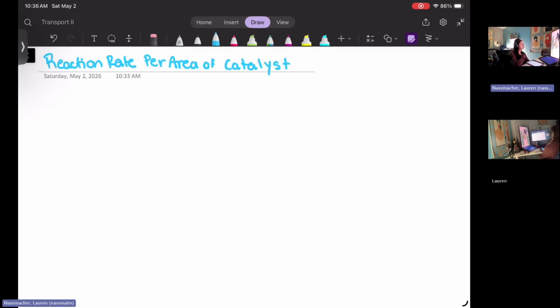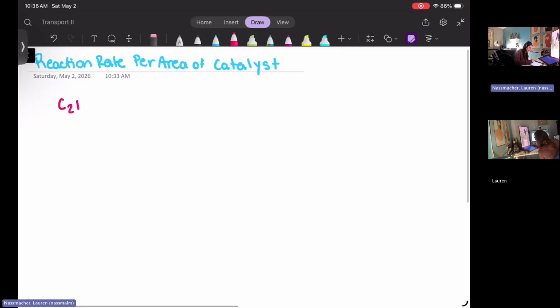We're going to be finding the reaction rate per area of catalyst using the Stefan-Maxwell equation. In this scenario, we're going to have ethanol reacting to form acetaldehyde and hydrogen on a catalytic surface. So we have our ethanol, C2H6O, that's going to be in gas form, and it's reacting to create acetaldehyde and hydrogen.